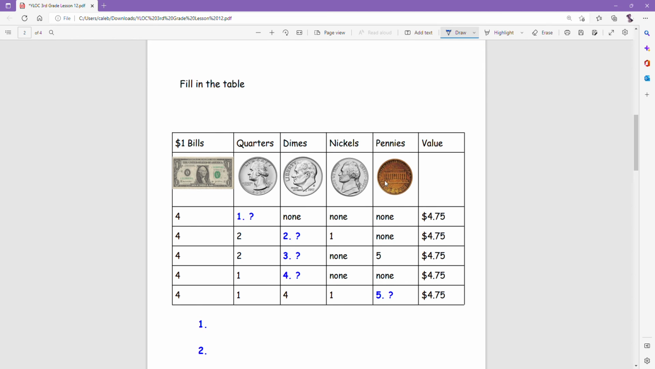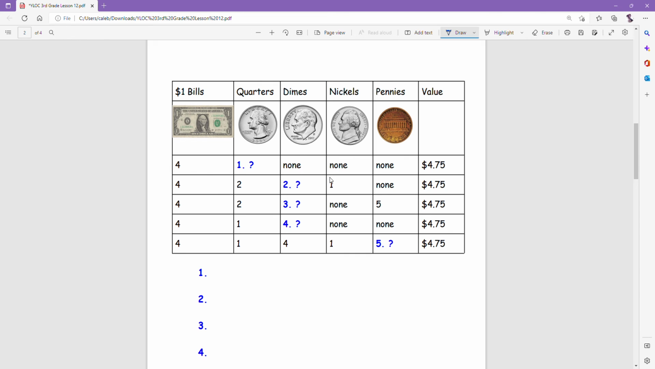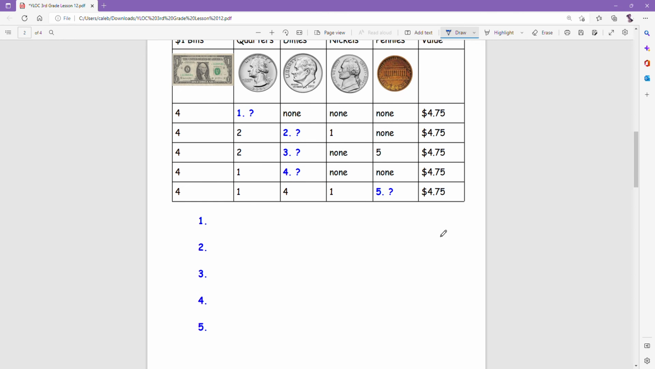So we're going to have to fill in the tables here, depending on the amount. So our values here are a dollar bill, quarters, dimes, nickel, and then a penny. So for here, we have 4 $1 bills, no dimes, no nickels, no pennies, and question mark amount of quarters. And our total value is $4.75. So to find the question mark first, we're going to have to subtract the value by the values we know. So 4.75 subtract 4.